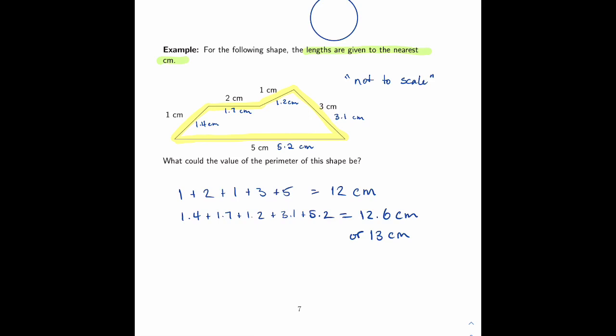If you're rounding all the values first, to 1, to 2, to 1, to 3, and to 5, you're going to get a different value. You may get a different sum than if you add them up all first, like measuring around the perimeter with a string, and then measure that total.